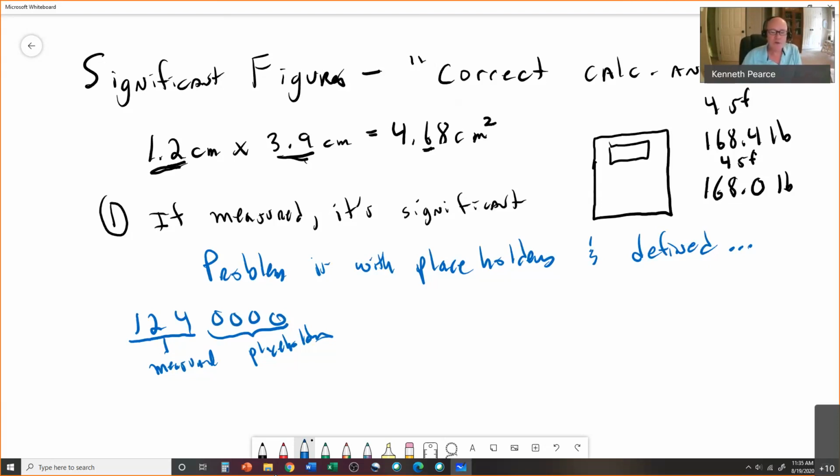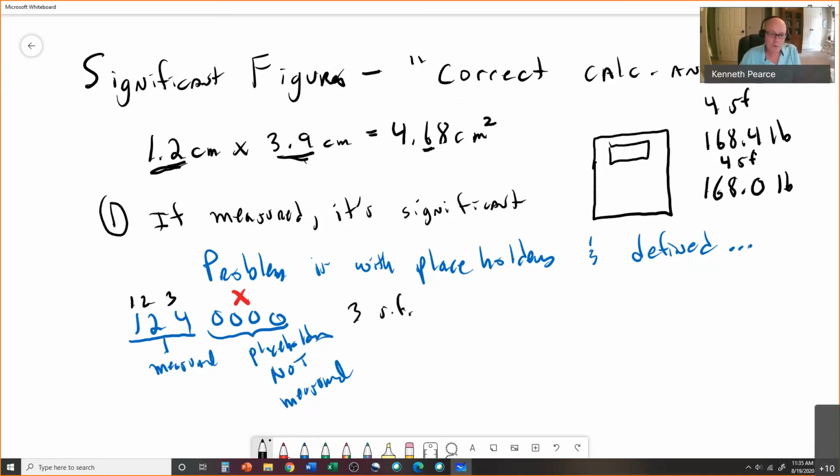So I didn't measure the placeholders. Placeholders are not measured. They just tell you how big it is. Now, what's the rule? If it's measured, that's significant. And if you don't measure it, then it's not part of the significance of the number. It's just a placeholder. So by that logic, we would say this was 1, 2, 3 digits, and these don't count, and so this should be 3 significant figures.